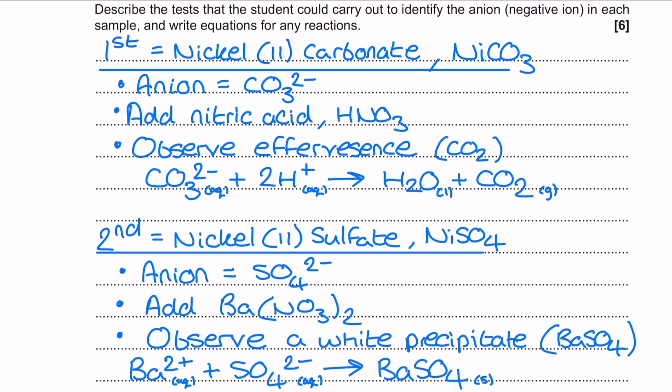The anion in nickel 2 carbonate is CO3 2-, the carbonate ion. To test for this, I'm going to add nitric acid. Other acids are available for this, but nitric acid is a good, safe option to go for each and every time. We're going to observe some effervescence, or some fizzing or some bubbles, and that's because of CO2 gas that gets released. And here is the reaction equation.